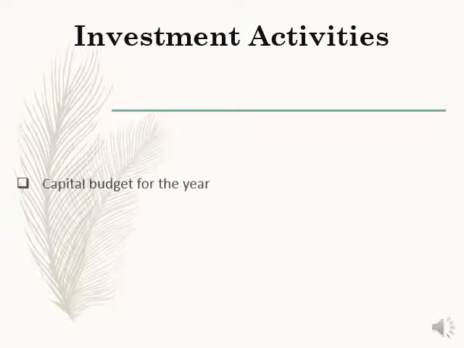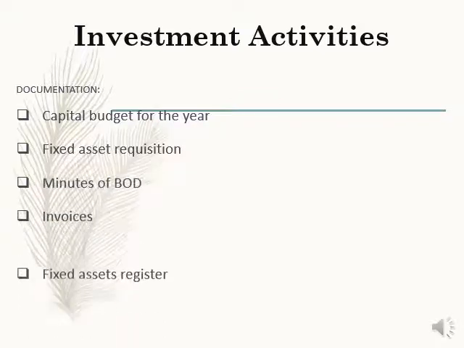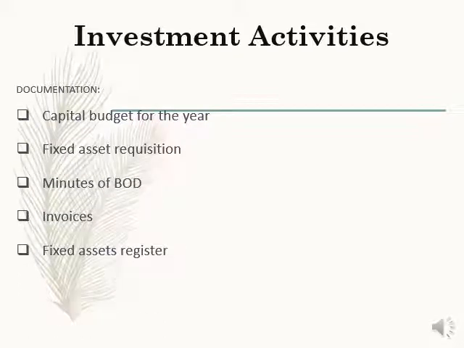Okay, so in terms of our documentation, for a whole range of documents that are applicable for your investment activities, the capital budget that has been set out for the year is quite important. You have fixed asset requisitions. A requisition is just another word for request. The minutes of the board meeting, your invoices, your fixed asset register, very, very important. And then, like we've said, your general ledger accounts or your line items on your statement of financial position, that is important as well. Okay.